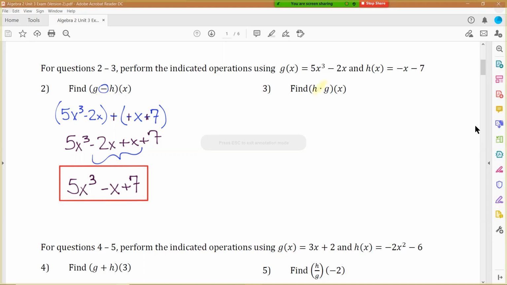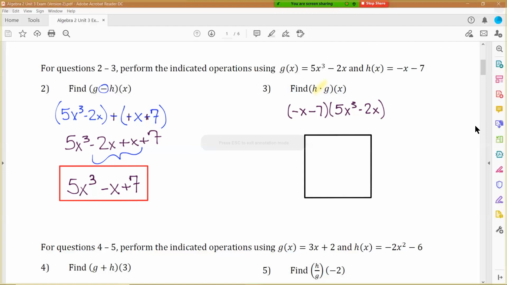Question number 3, here the operation is just a dot. A dot stands for multiplication. So we're going to multiply h of x times g of x. You can either FOIL these or box these. I would probably box them because it's the most organized.